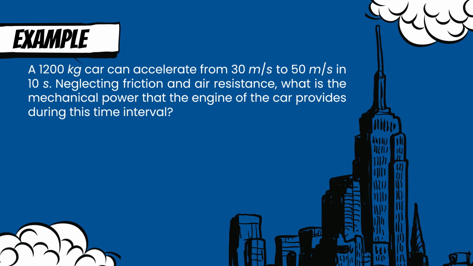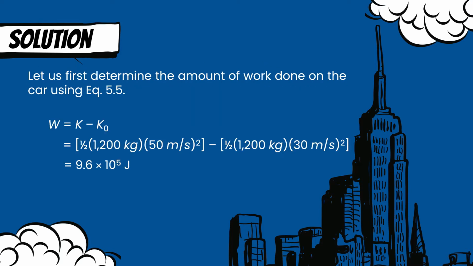For our first example, a 1,200 kilogram car can accelerate from 30 meters per second to 50 meters per second in 10 seconds. Neglecting friction and air resistance, what is the mechanical power that the engine of the car provides during this time interval? Let us first determine the amount of work done on the car using equation 5.5, which is W is equal to K minus K sub 0.